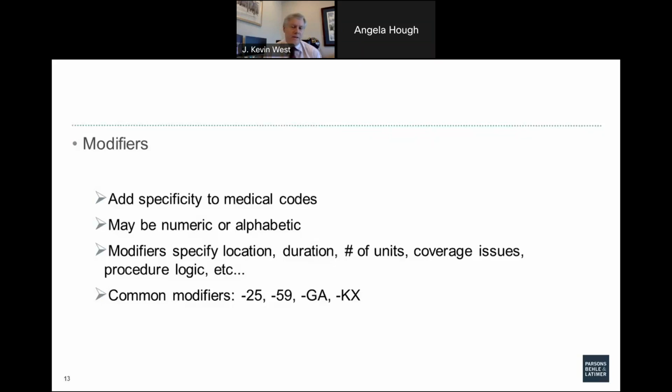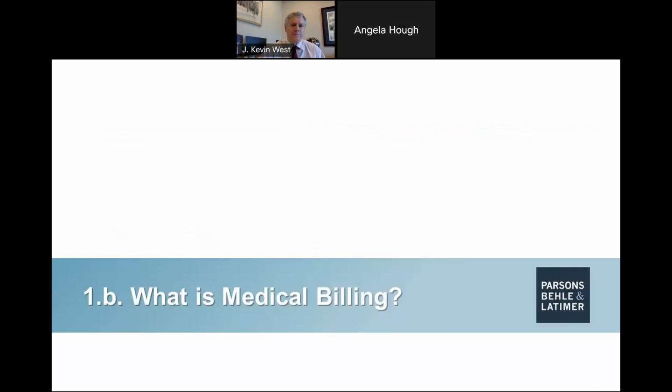And then we have modifiers like the GA modifier, which can alert the payer that the service may not be considered medically necessary, but it is being billed, sometimes just to obtain a denial. The KX modifier tells the payer that the criteria for coverage have been met for a particular service. So there's a large number of these modifiers, and they are very important in the coding and billing process.